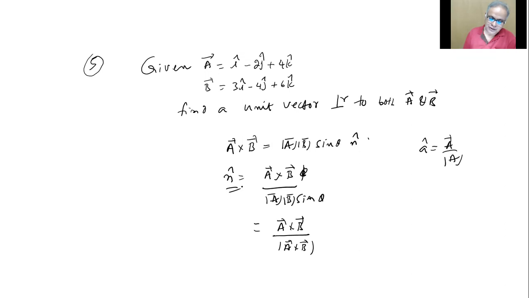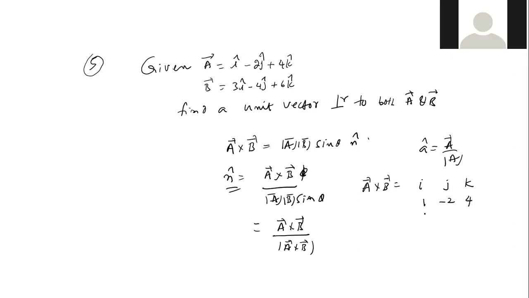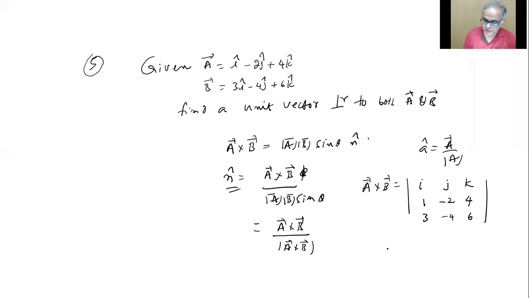So you need to calculate A cross B again. So every question is reducing to that only, right? So you should be now fast. You need to get this and divide by the magnitude of that. Do that.